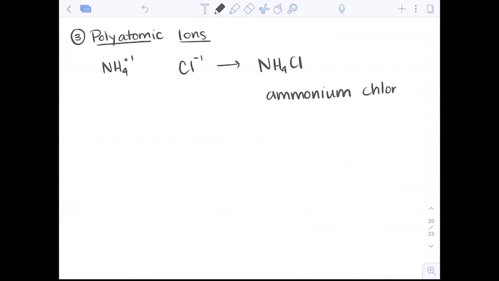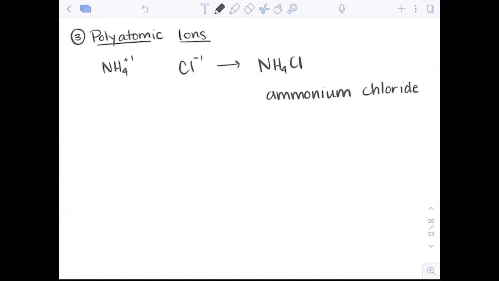And when it comes to these polyatomics, things like NH4+1 and chlorine -1, you get to do the same rules: 1-to-1 or the charge swap. These are 1-to-1. Now with the name for the cation, it's just the name of the polyatomic. Ammonium, and since chlorine is a main group, we put the -ide ending on it.